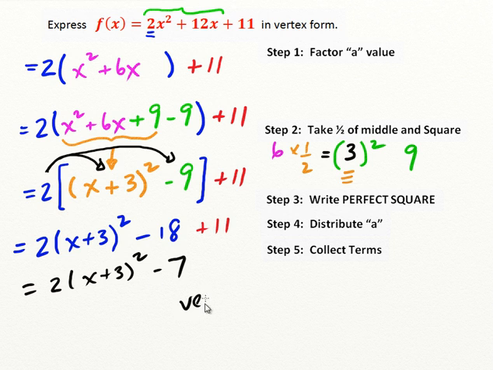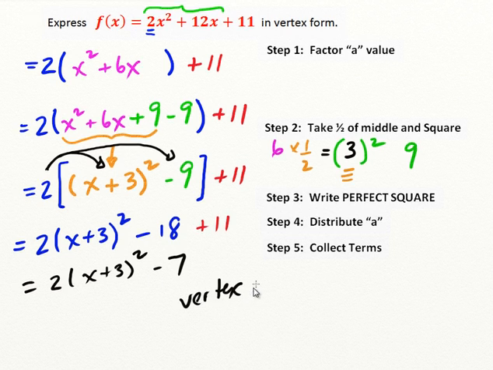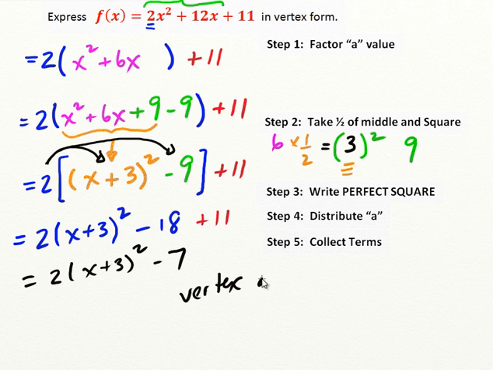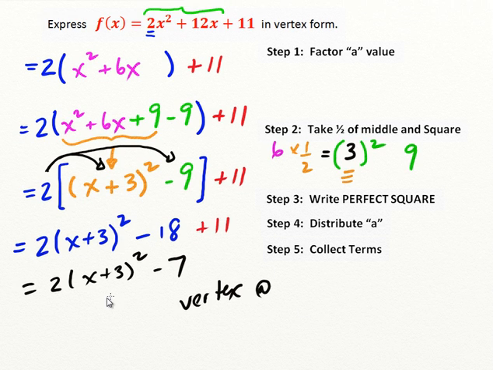And where is the vertex now? Well, the vertex in this equation is at, well, the plus 3 in here, that means the vertex is at -3, and then the y value of the vertex is sitting at the end there, -7. So that seems to match what we saw before.